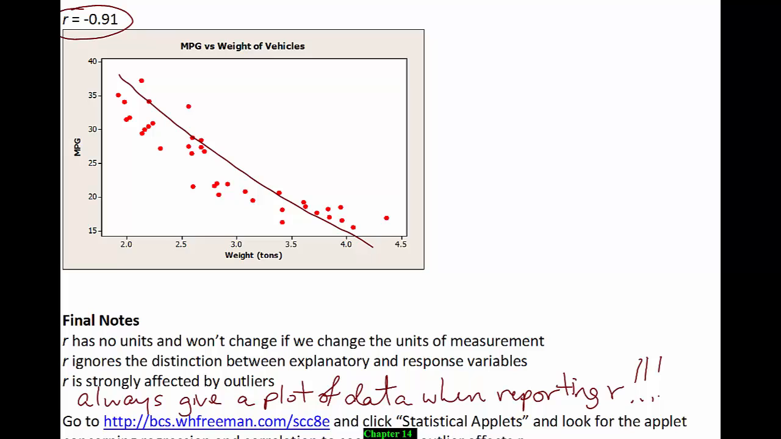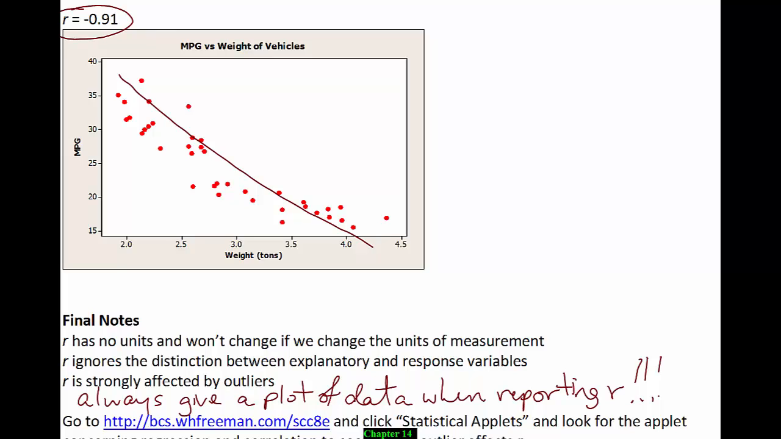Notice in the scatter plot above of the weight of vehicles versus the miles per gallon, the gas mileage, if we were to report our correlation of -0.91, our audience may immediately think this is a strong linear association. Until we see the actual scatter plot, we wouldn't know that it's maybe better described by a curve. You should never just report r alone. r is also highly sensitive to outliers. It's strongly affected by a few outliers.